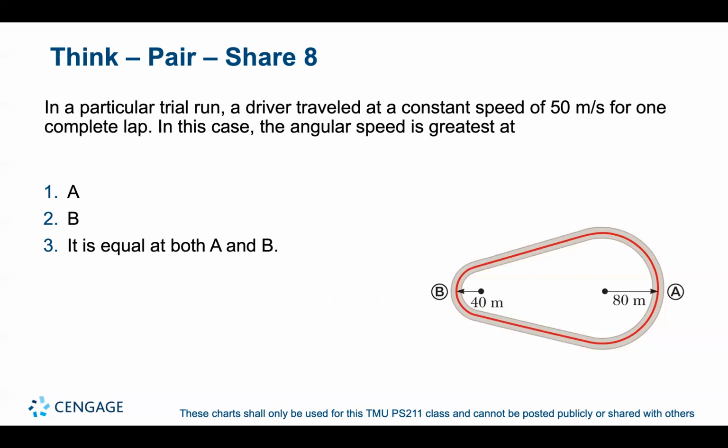The same question, but we're just asking in this case, the angular speed is greatest where? And the answer is at B. The angular speed omega equals Vt over r, which is inversely proportional to the radius when the tangential speed is constant.